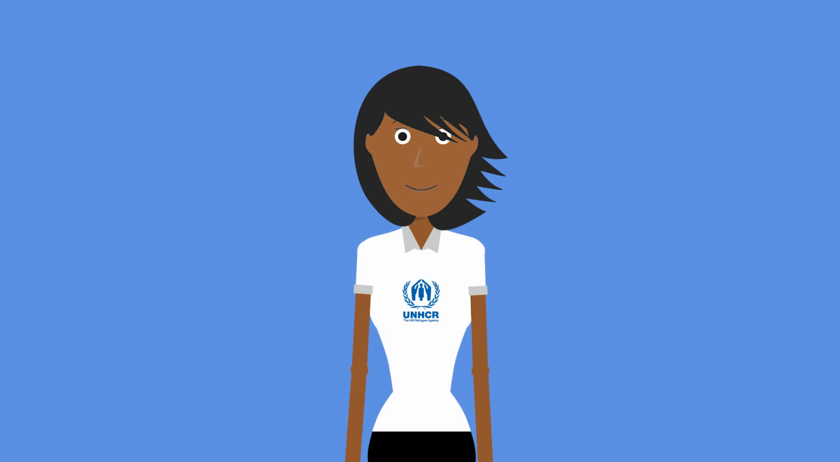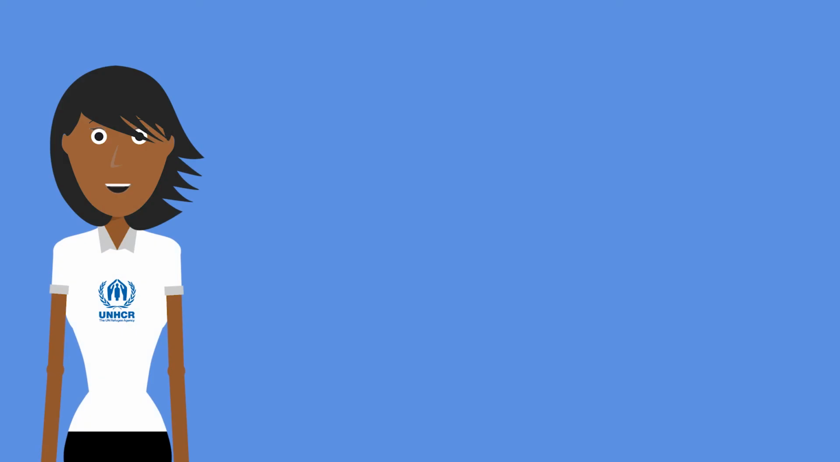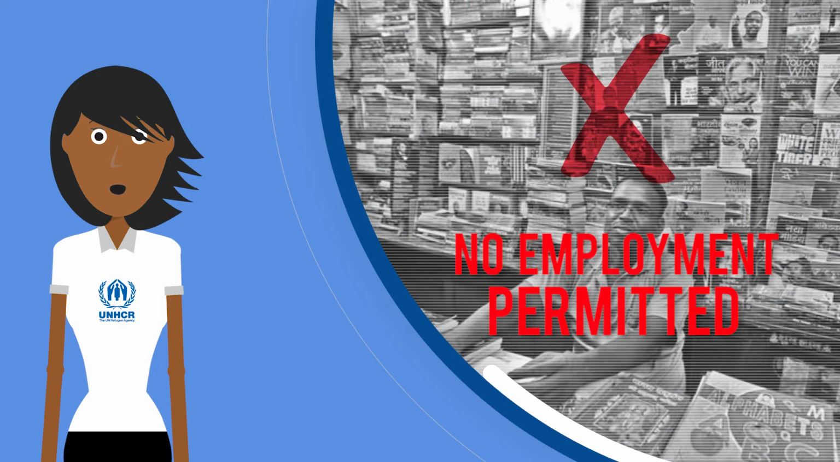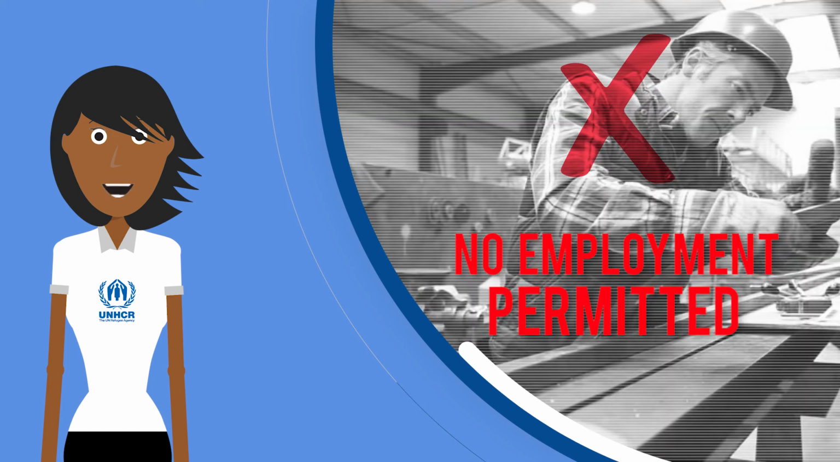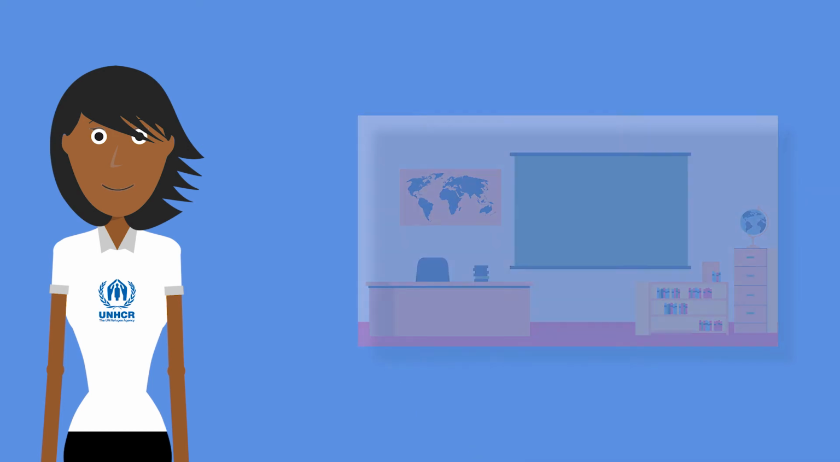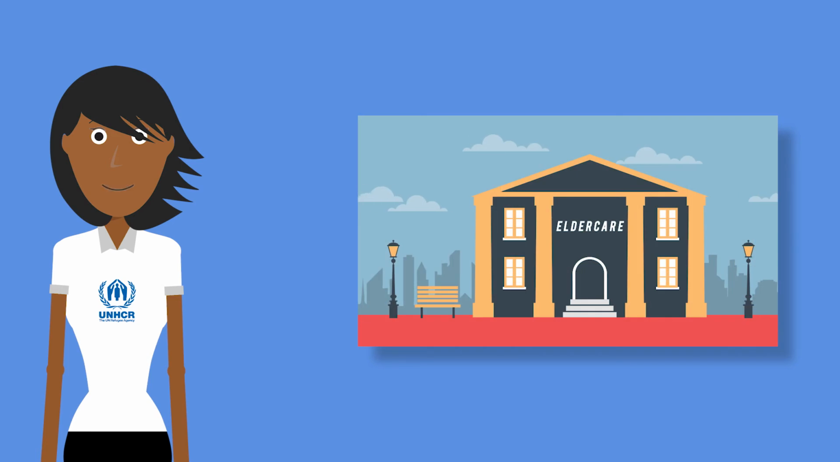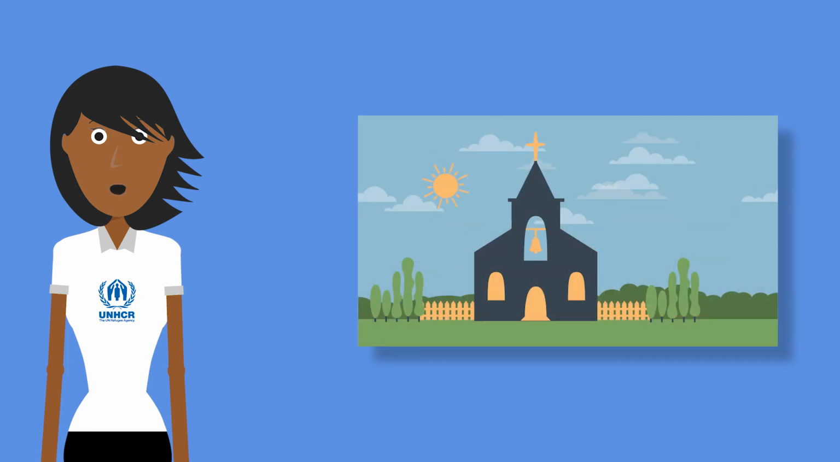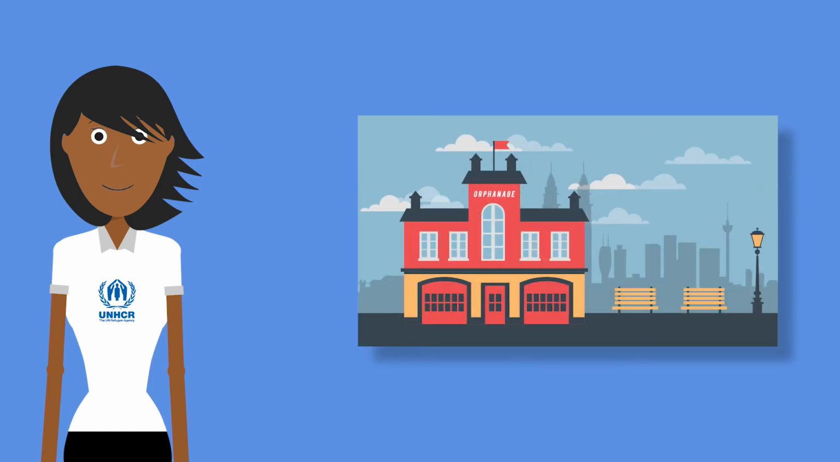UNHCR does not provide financial or material assistance to asylum seekers. We do not pay for private hospital bills. Both asylum seekers and refugees are not authorized to engage in any type of work. You may, however, approach humanitarian organizations or charities or religious institutes for services and assistance.